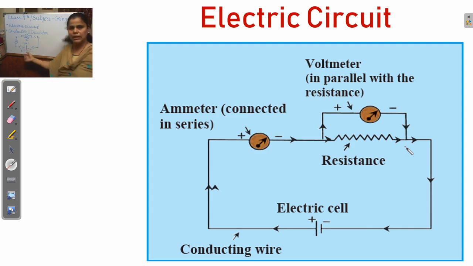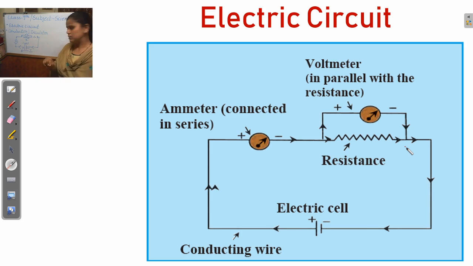Then some components in this electric circuit. The first one is a cell. The symbol of the cell is like this. Then the ammeter is used to measure the electric current flow in this circuit. Then the voltmeter is connected parallel to this resistance, and the voltmeter is used to measure the potential difference between the two ends of the conductor.